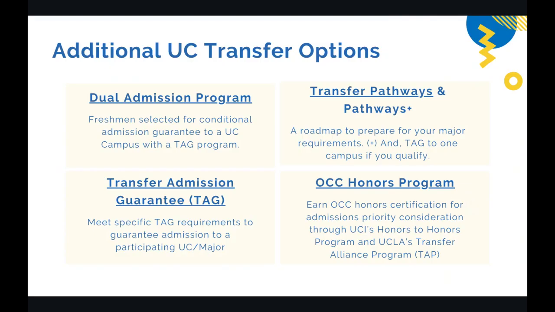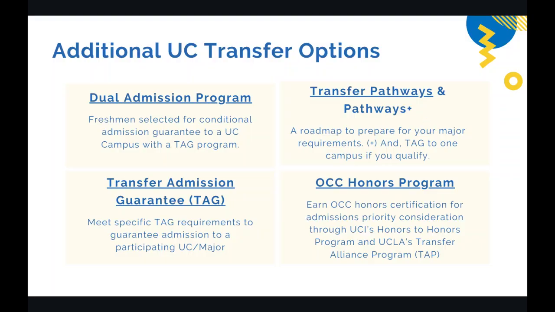Additional UC transfer options. We have the dual admission program, and this is specifically for freshmen selected for conditional admission guarantee to a UC campus with a TAG program. We have the transfer admission guarantee, TAG, like mentioned earlier. You do need to meet specific TAG requirements to guarantee admission to a particular UC and major. And unfortunately, only 6 out of the 9 UC campuses participate in this TAG option.